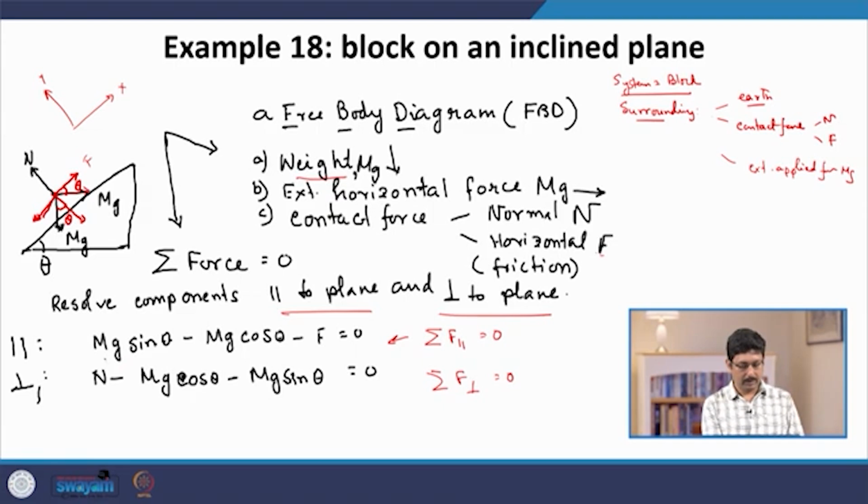So, this mg sin theta is coming from the weight, and this mg cos theta is coming from the applied force. So, this is weight, this is applied force, and similarly in the normal direction we have the normal component and this mg cos theta, which is coming from the weight, and this mg sin theta, which is coming from the applied force, equal to 0.